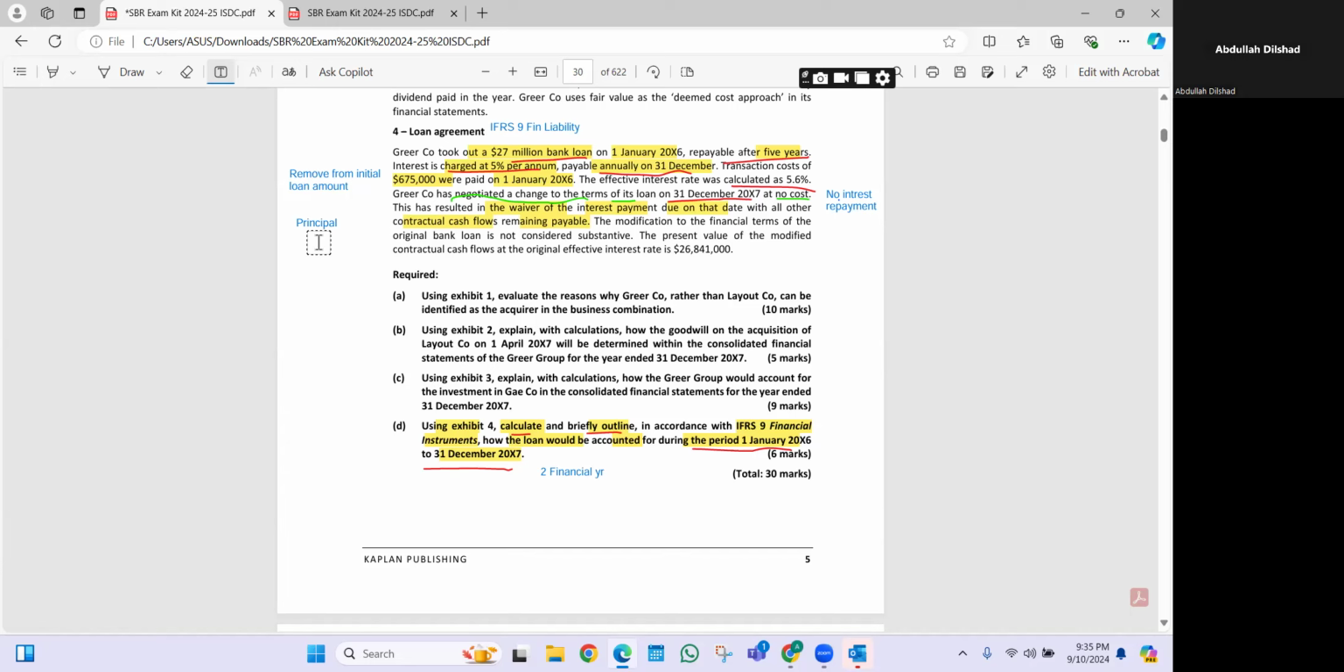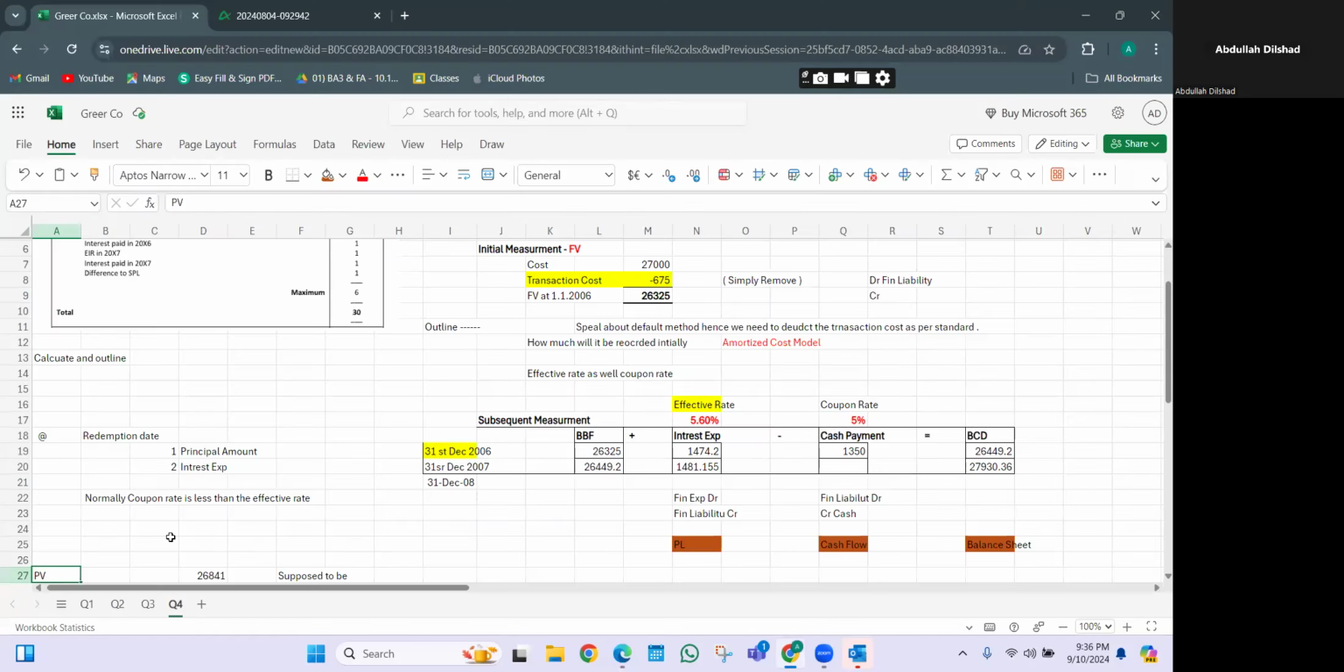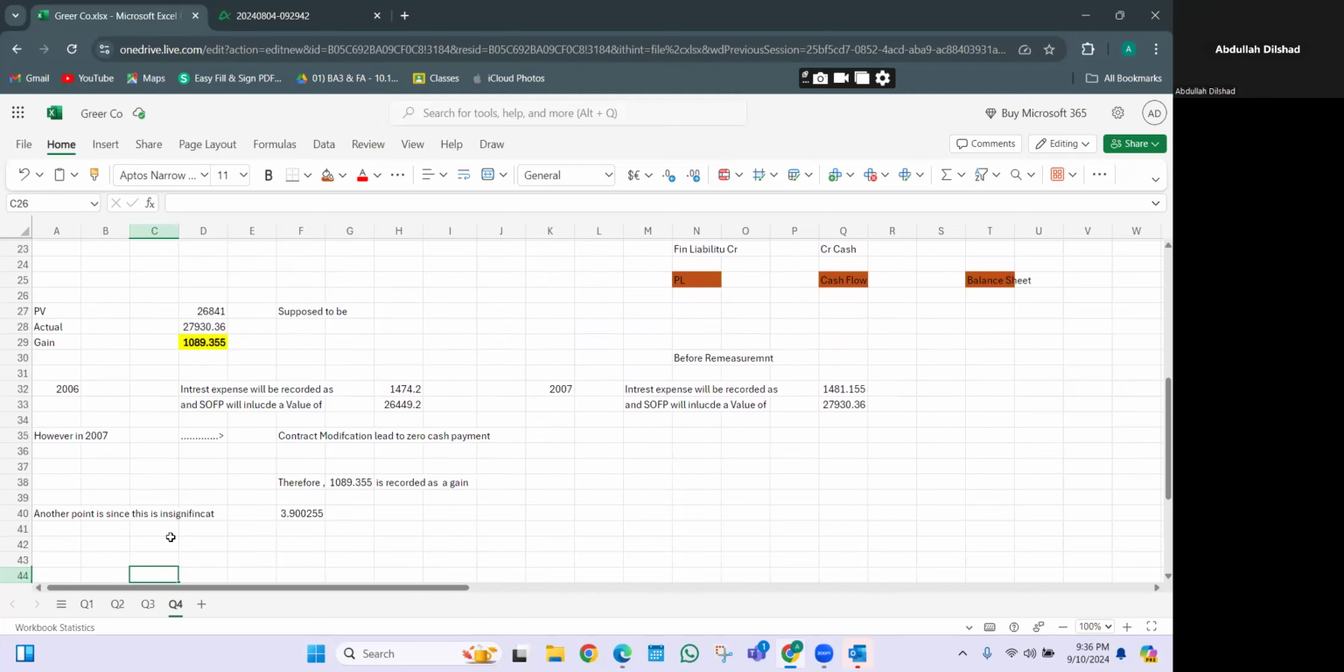So, what do you call this kind of situation? Well, this situation is called a modification. A modification in contract. See, a modification can happen in multiple ways. Let me take this to my Excel so you all would have a clear understanding.